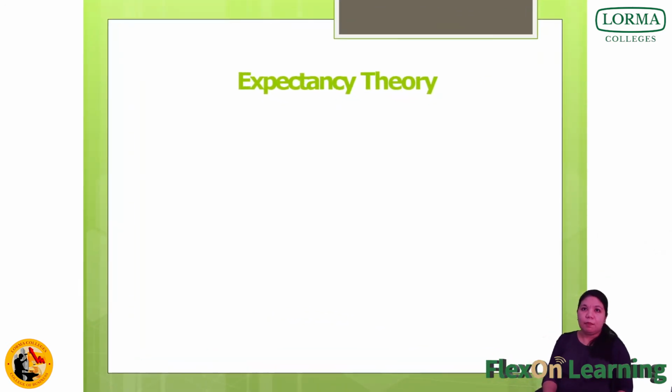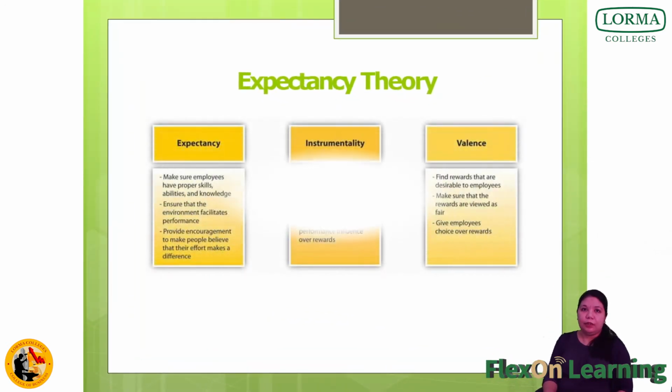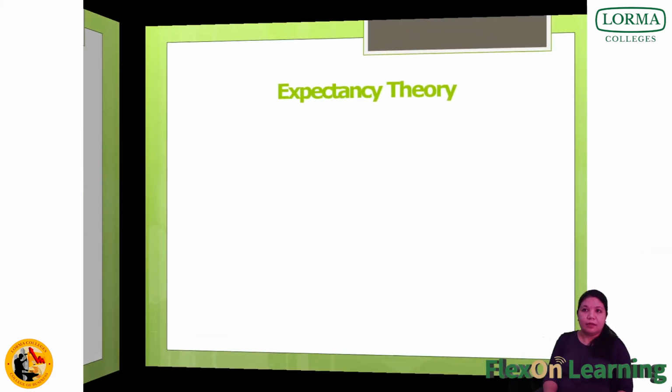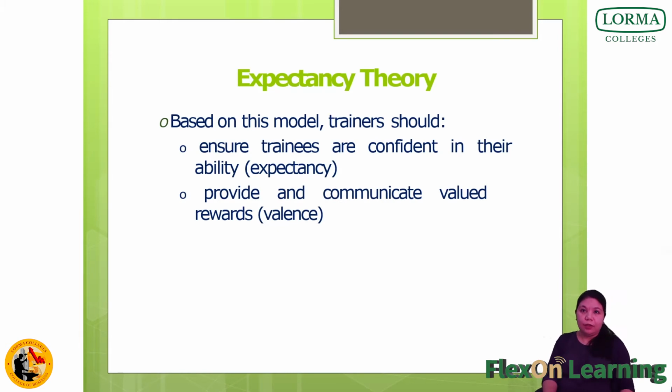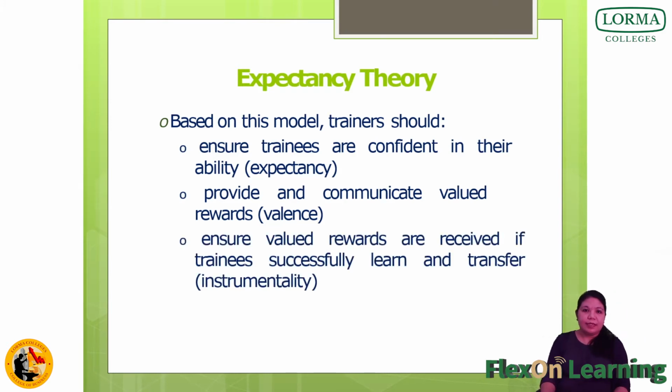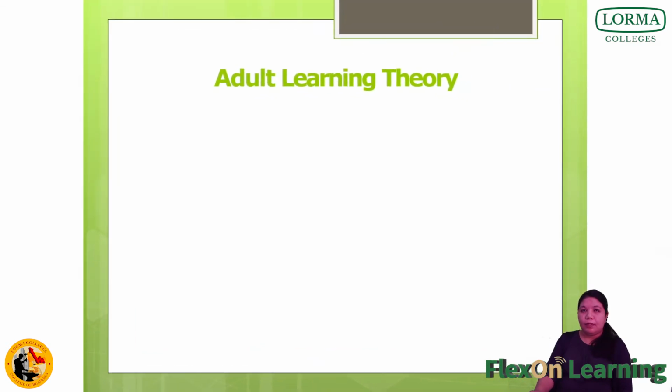Okay? We have also the expectancy theory as part of the learning theories. Expectancy theory involves three components: expectancy, instrumentality, and valence. Based on this model, trainers should ensure trainees are confident in their ability, that is expectancy. Provide and communicate valued rewards. Once you attend the training, it will be added to your ranking points. That is one example of a reward. That is the valence. Ensure valued rewards are received if trainees successfully learn and transfer. Through what? By sharing it with your coworkers. That is transfer.